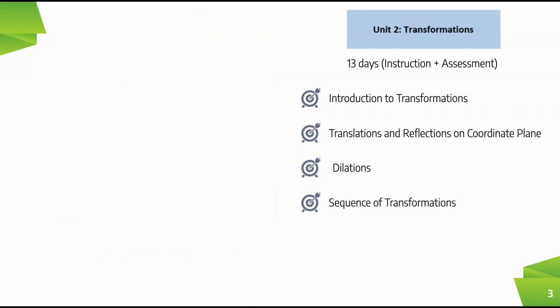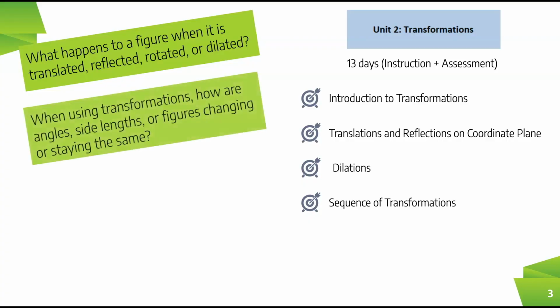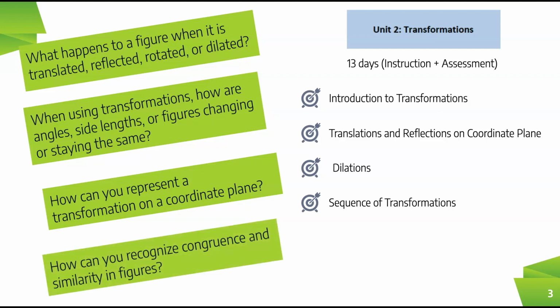By the end of this unit, students should be able to identify what happens to a figure when it is translated, reflected, rotated, or dilated. When using transformations, how are angles, side lengths, or figures changing or staying the same? How can you represent a transformation on a coordinate plane? And how can you recognize congruence and similarity in figures?